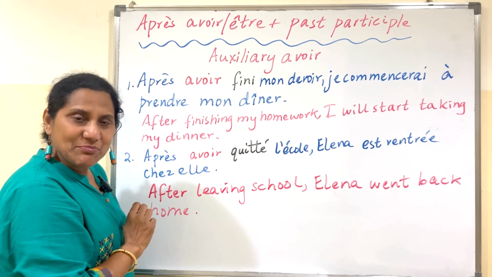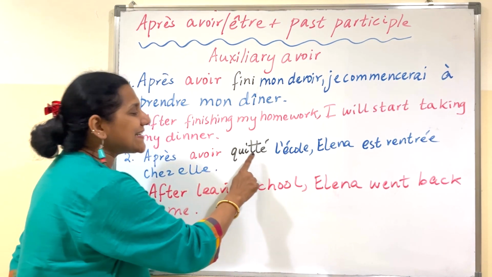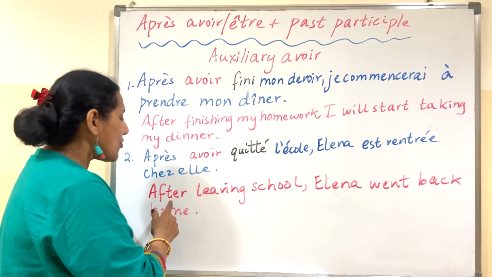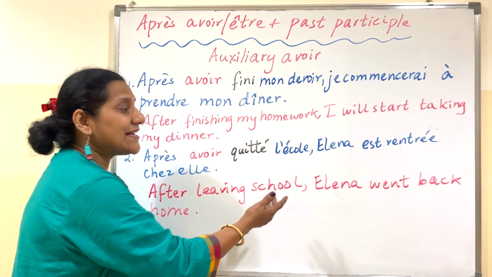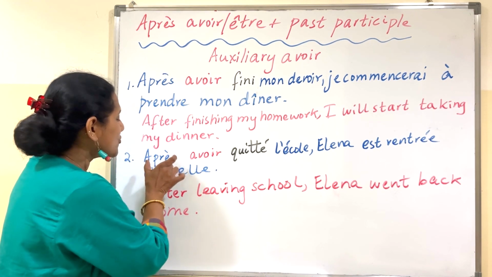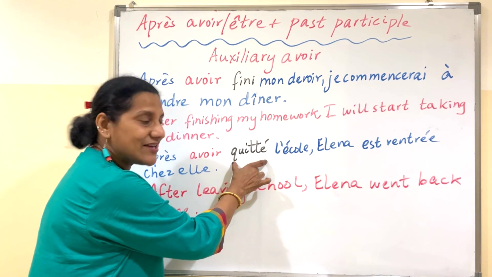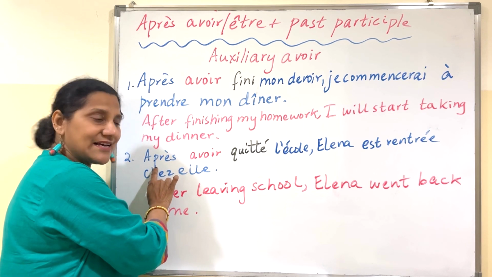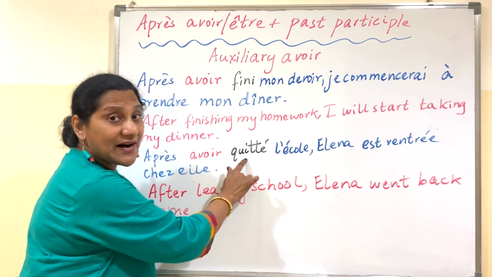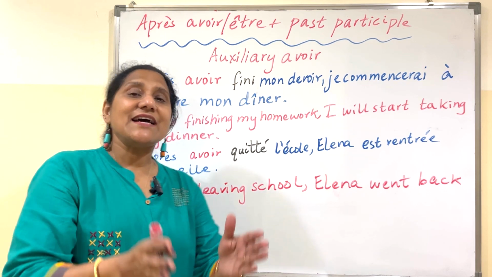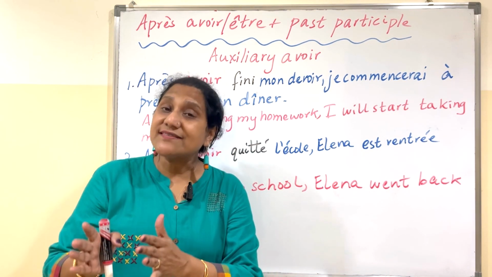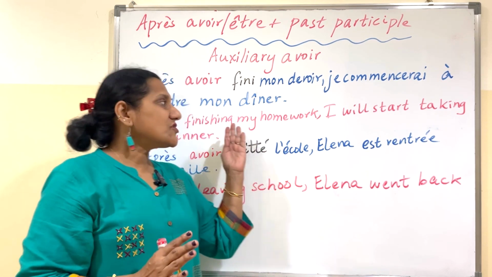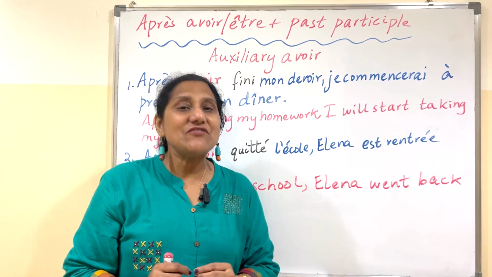Let's take another example. Après avoir quitté l'école, Elena est rentrée chez elle. So, after leaving school, Elena went back home. So here, the verb quitter uses auxiliary avoir, so we're going to have après plus avoir plus past participle. So what's the structure? It's après followed by the auxiliary verb, either avoir or être, plus the past participle. We saw two examples here using the auxiliary avoir.